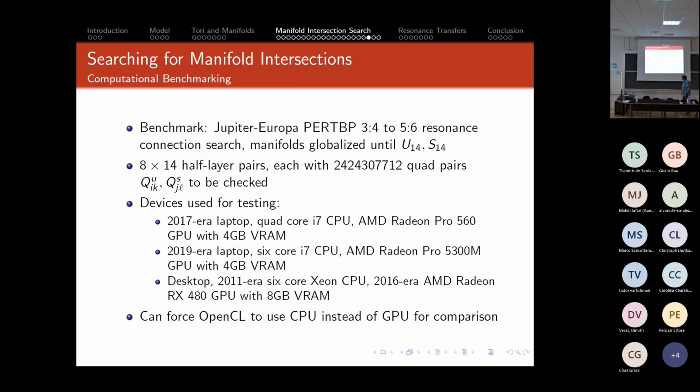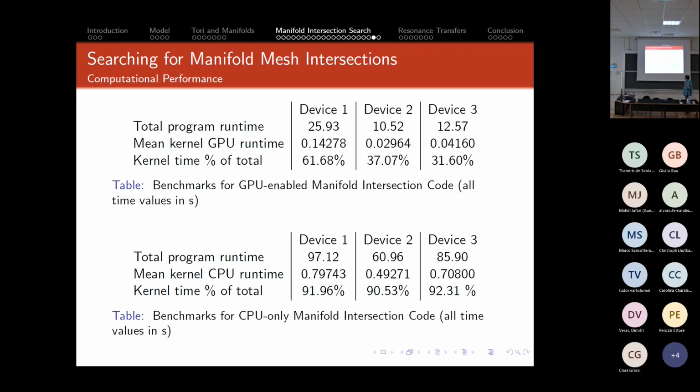And finally, we benchmarked this, just for consistency with some of our past studies. We benchmarked this using some consumer machines on manifolds from a planar elliptic restricted three-body problem. But keep in mind that after you have the manifold meshes, the rest of this algorithm is completely model independent. It doesn't depend at all on the equations of motion. So this is just a computational check here in order to compare with the performance of some of our previous studies.